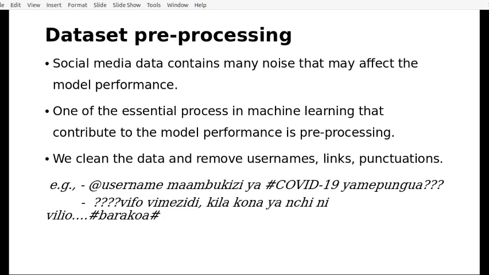As we know, in social media, people are free to use any language, sometimes abbreviations and short words. So these can affect the model performance, and one of the essential processes that can contribute to the model performance is to clean the data. So we do pre-processing by removing usernames, links and punctuation, and these two are examples of sentences that we extracted from social media, and as we can see, they contain many unwanted characters that have to be removed in order to increase the performance of the model.